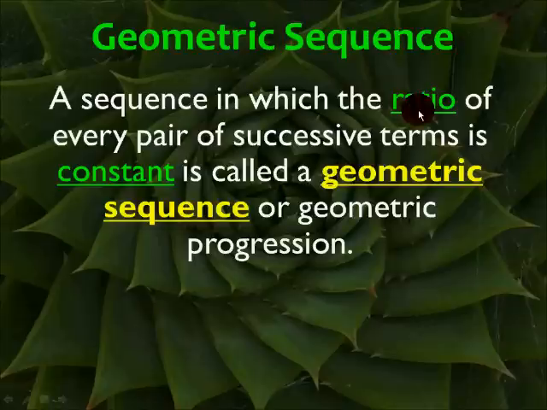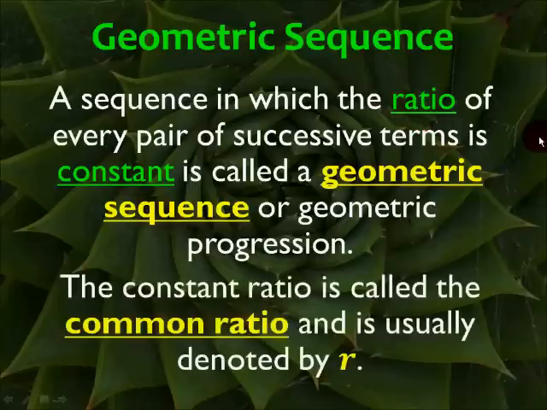So, with an arithmetic sequence, we looked at the difference between two successive terms. Now we're looking at the ratio between two successive terms. The constant ratio is called the common ratio and is usually denoted by the letter R. R stands for ratio. So what you're going to see is each term multiplied by R will get you the next term, and so on and so forth.